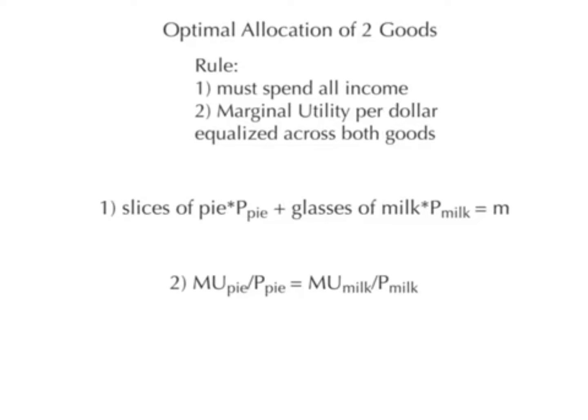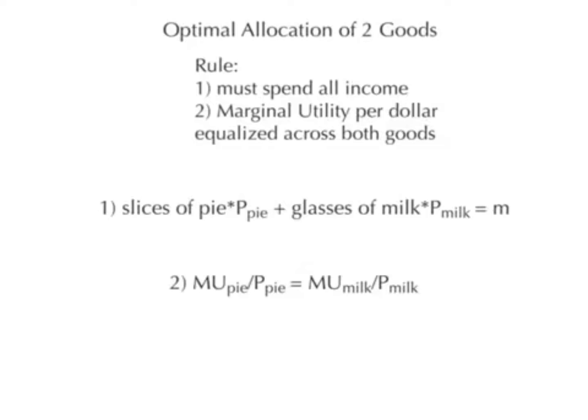So if we look at income, and again we just have our general budget constraint here, rule number 1 says we must spend all of our income. All this simply means is that the number of slices of pie we eat times the price of pie plus the number of glasses of milk we drink times the price of milk must equal M, where M is our income. So again, we just need to spend all of our income. If we ever spend less than our income, then we're not maximizing utility, and we are unable to spend more than our income.